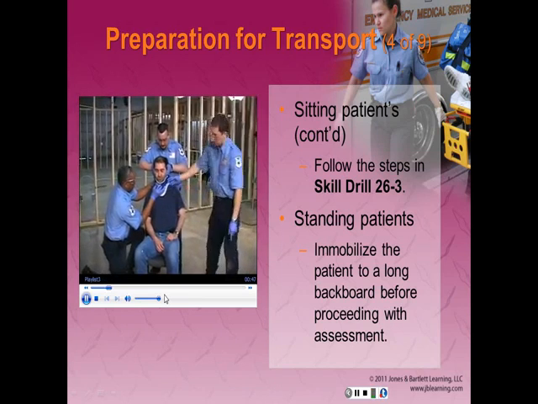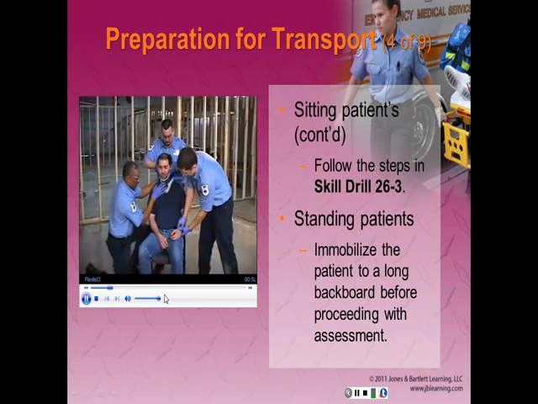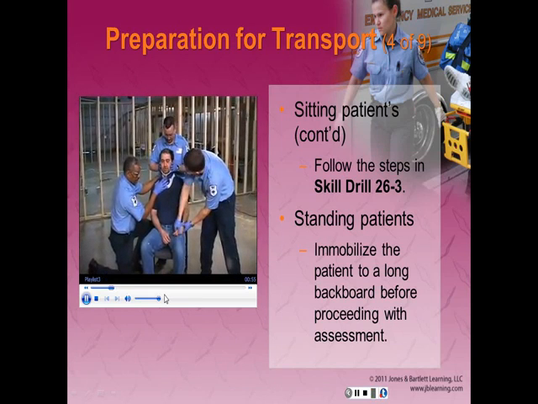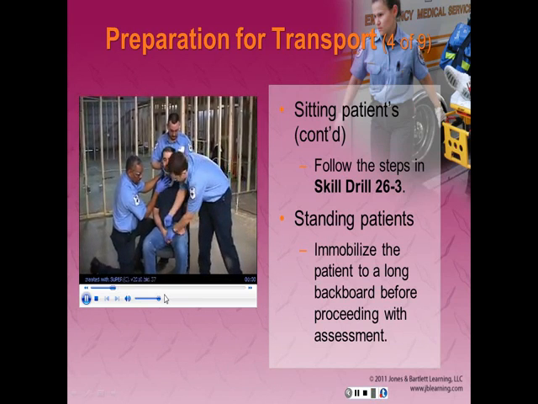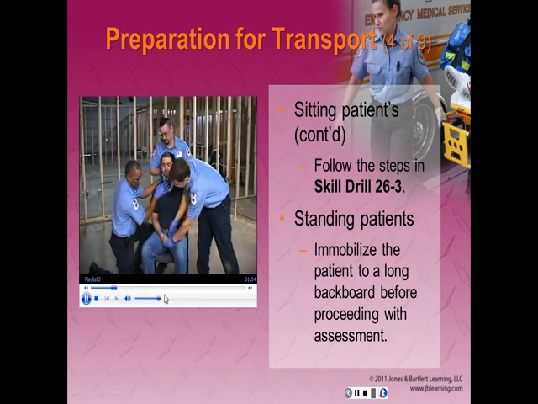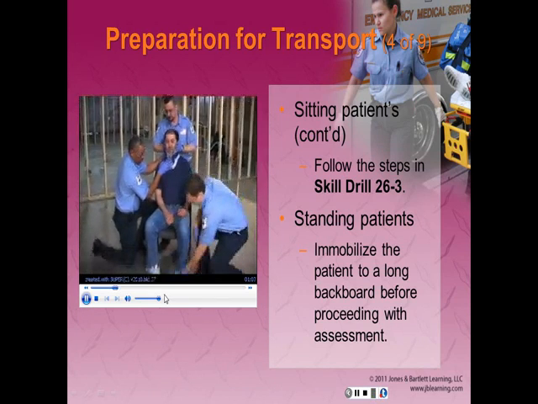Ensure that the patient's head and neck are maintained in the neutral position until completely stabilized, with an extrication collar and mechanical cervical motion restriction. Check the distal circulation, sensation, and motor function in all four of the patient's extremities.